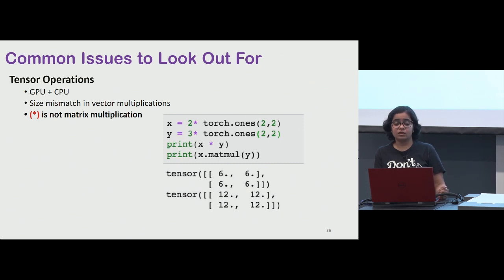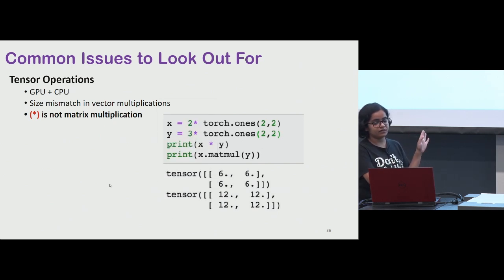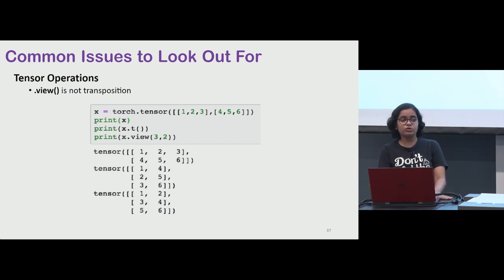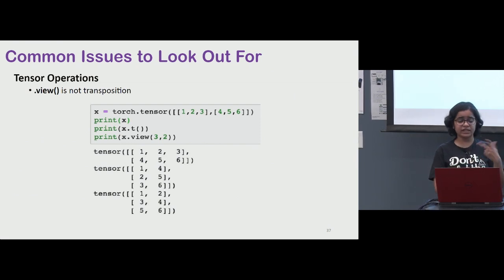In PyTorch, the asterisk sign is not the same as matrix multiplication. It is element-wise multiplication, as you can see in this example. When you've defined x and y and use the asterisk sign, it is element-wise multiplication. When you do matrix multiplication, you see it's a different value. So please don't mistake the asterisk for matrix multiplication. Also, .view. We use this function a lot, but it is not the same as taking the transpose of a matrix. .view is just visualizing the data that you have in a different format. It doesn't change the structure of the data. In this example, you can see that .transpose and .view give you two different tensors. They cannot be used interchangeably.